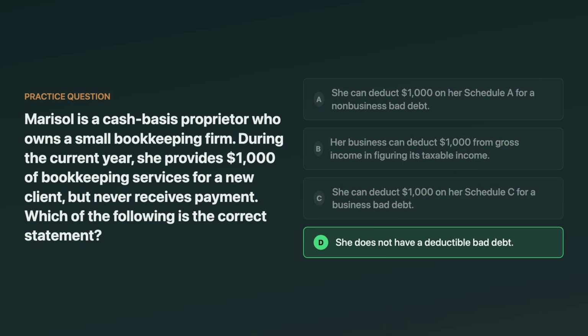The correct answer is that she does not have a deductible bad debt. As a cash-basis taxpayer, she never included that $1,000 in income, so there's nothing to write off. A common trap is calling it a business bad debt, but uncollected fees for services aren't deductible for cash basis businesses unless there was an actual loan of cash that became worthless.